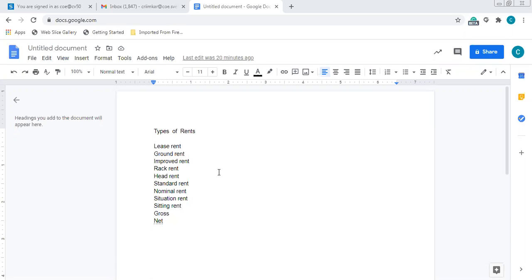And the last one is the net rent. Net rent is very simple: it is the difference of your gross rent minus outgoings, that is your net rent. Okay, so these are some categories or types of the rents.